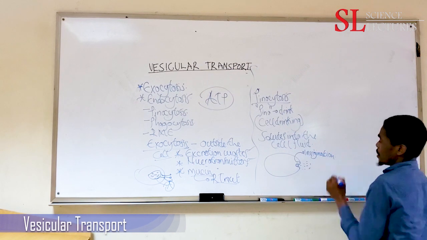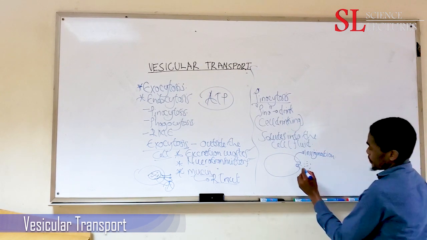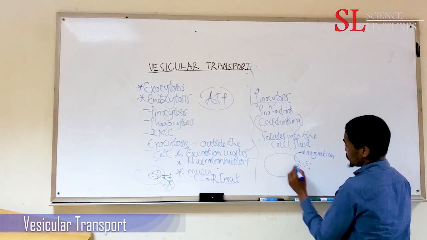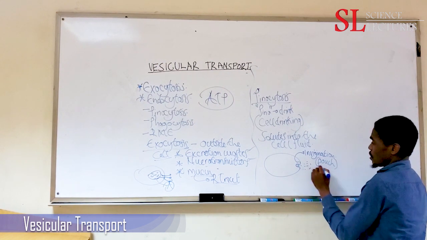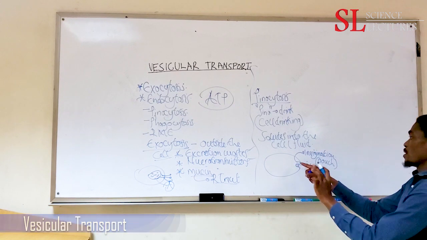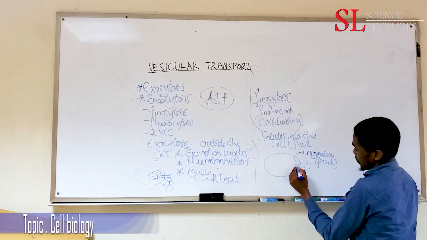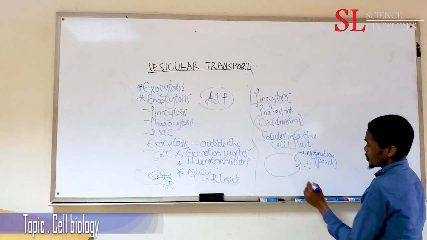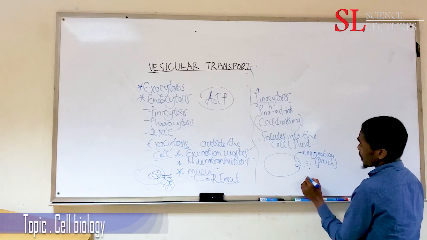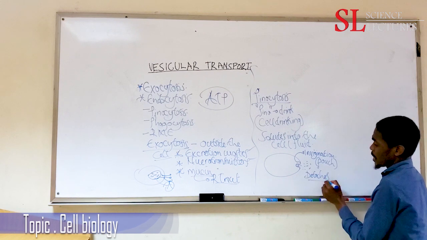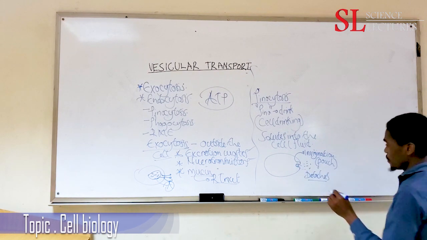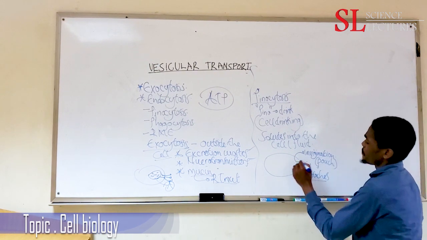Invagination forms. Then this invagination later develops into a pouch. The invagination forms a pouch, and that pouch is containing the solute. The pouch later detaches off from the cell membrane, and it will form a vesicle.